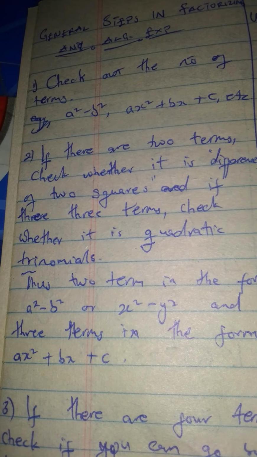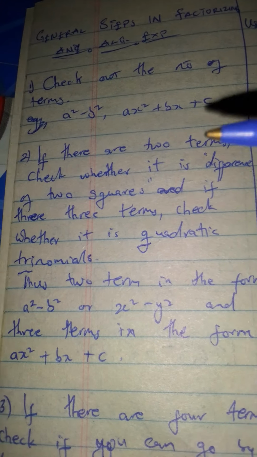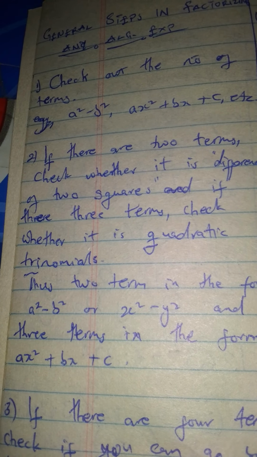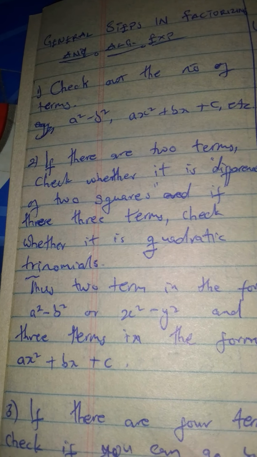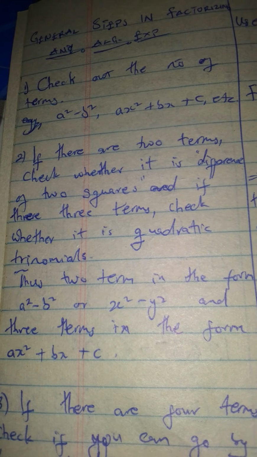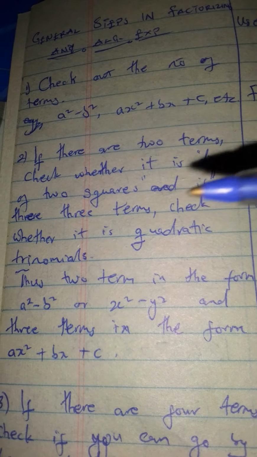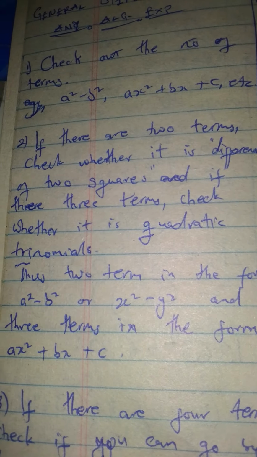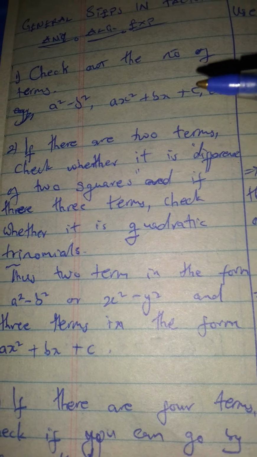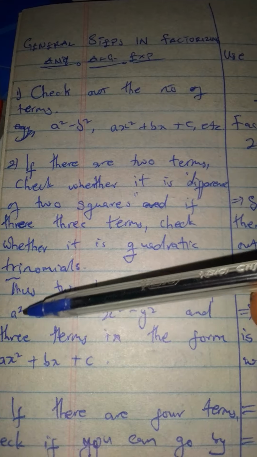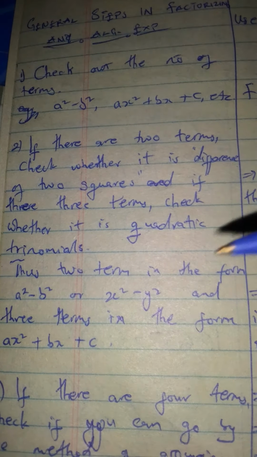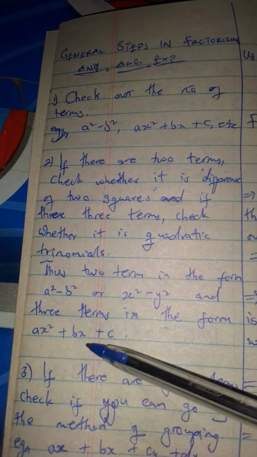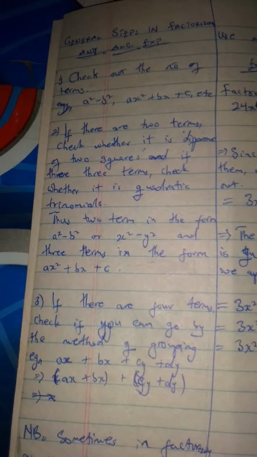Then if it is three terms, check whether it is a quadratic trinomial. If you check and it is not a quadratic trinomial, please, my good students, don't attempt to use that. Maybe there will be a first step that you need to apply, then you get back to your quadratic trinomial and proceed further with that. Clear? Like the example that I cited for the difference of two squares, check if it is of this form, and for three terms, check if it is of this form. If it is not of this format, you don't have to apply the quadratic trinomial method.